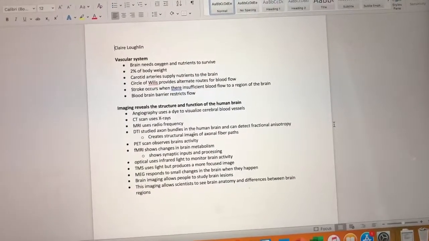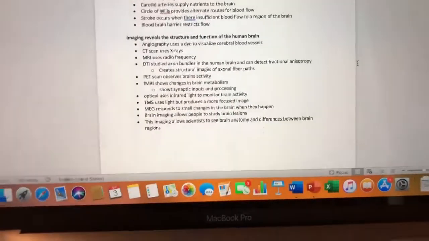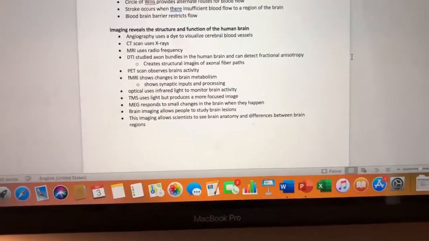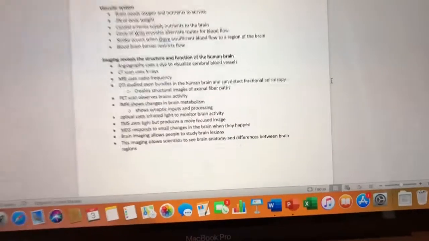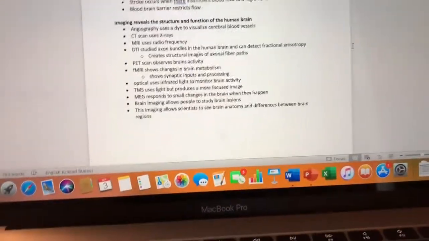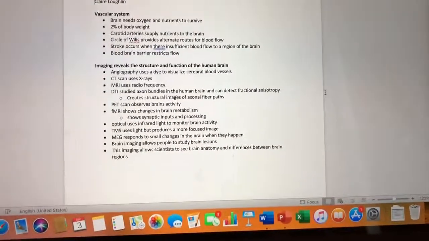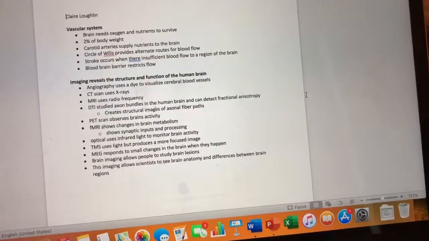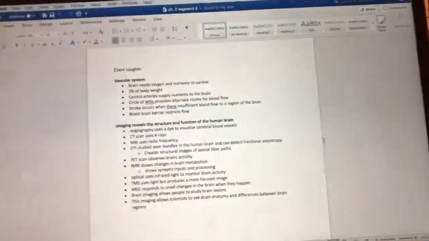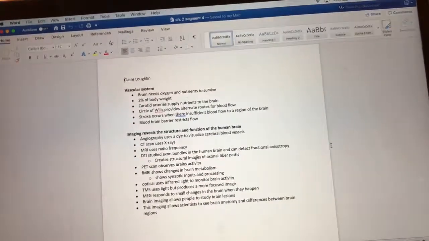So optical imaging uses infrared light to monitor brain activity. And TMS allows people to activate certain areas of the brain to monitor changes, so they can choose what parts of the brain they want to image at that time. And it uses light but produces a more focused image compared to the optical. So another type of imaging, MEG, responds to small changes in the brain, and it is often used with MRI to visualize the brain.